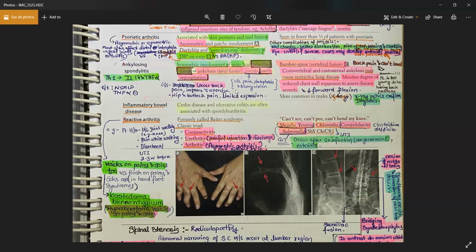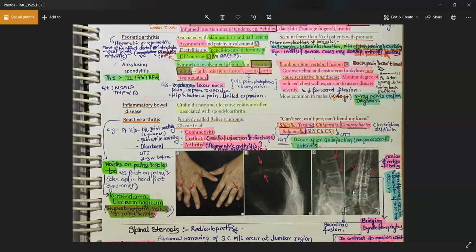And of course, they will have the morning stiffness, which will improve with use. Bamboo spine you will get because of the vertebral fusion, and we have discussed how you can get this because of the ossification at the periphery and resorption at the center. And because it is an inflammatory condition, it can also involve the lungs, and it can cause restrictive lung disease.